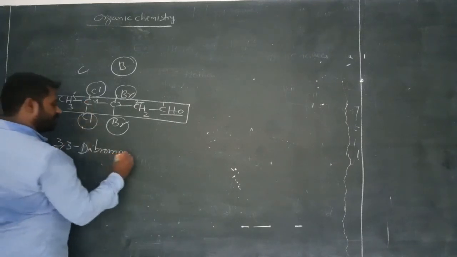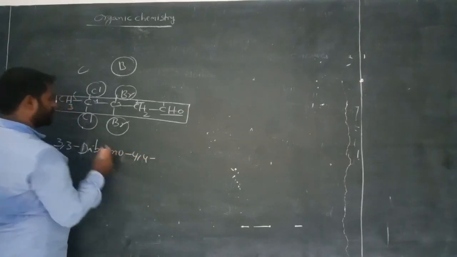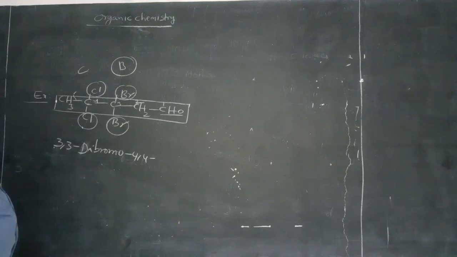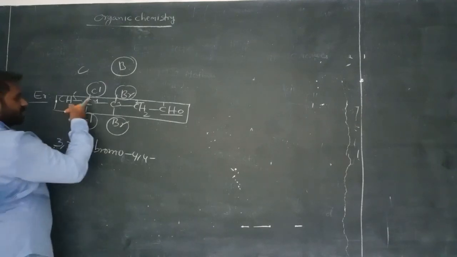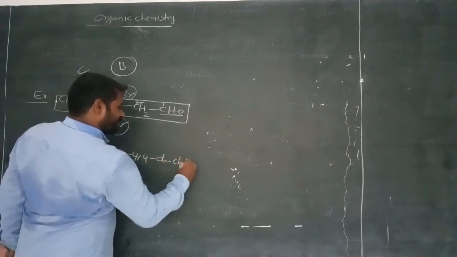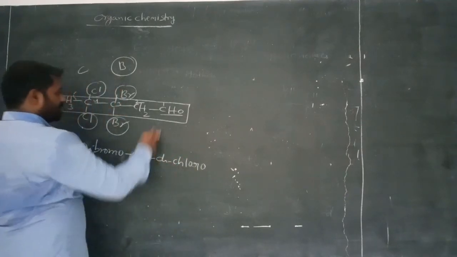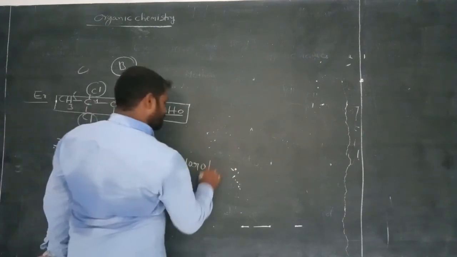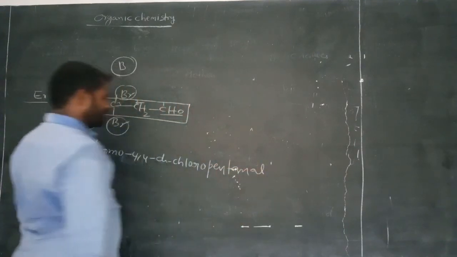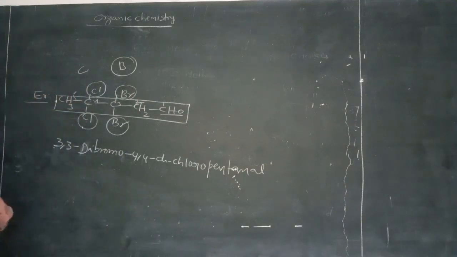And next, 4, 4. Come to the fourth carbon, two chlorine atoms here. Dichloro. The root word consists of 5 carbons, pentanol. Okay. Clear, ma? This is the IUPAC name of this compound.